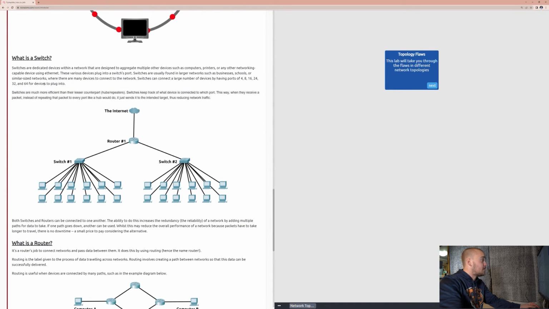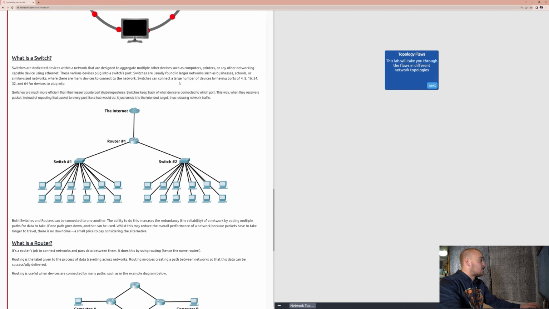What is a switch? Switches are dedicated devices within a network that are designed to aggregate multiple other devices, such as computers, printers, or any other networking-capable device, using Ethernet. These various devices plug into a switch's ports. Switches are usually found in larger networks such as businesses, schools, or similar-sized networks where there are many devices to connect to the network.